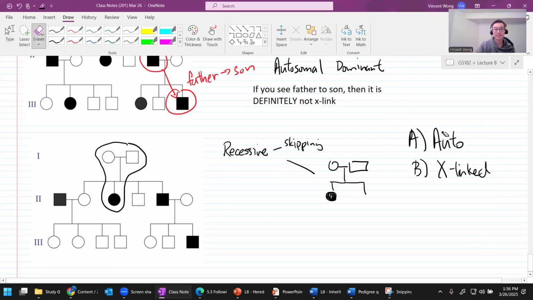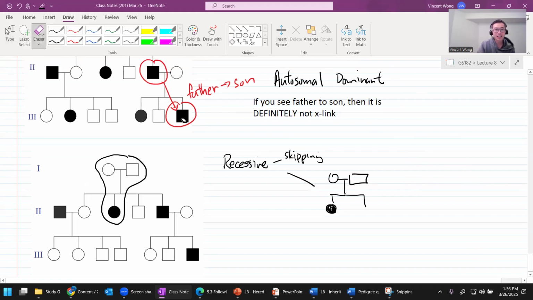But look at the last question, please. Father to son. If you see father to son, then it is definitely not X-linked. Do you see father to son here? Yes. Father to son, which is definitely not X-linked. So this is autosomal.